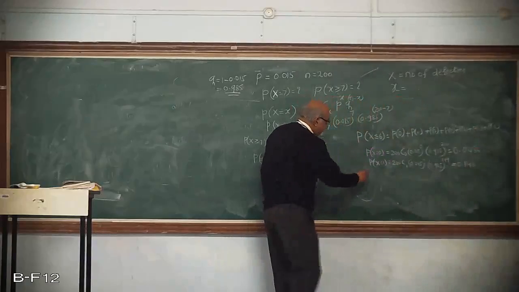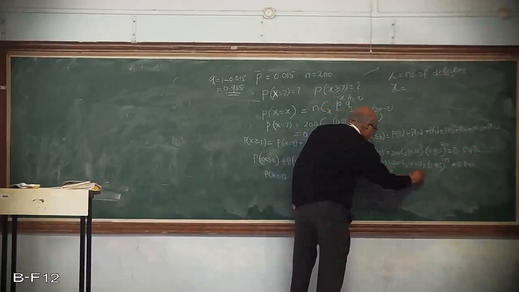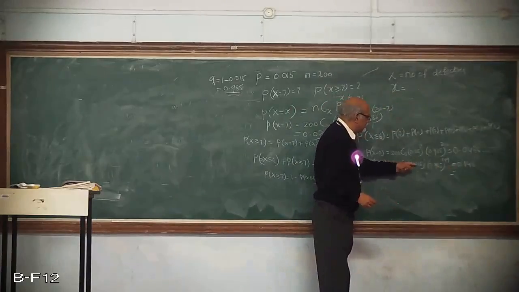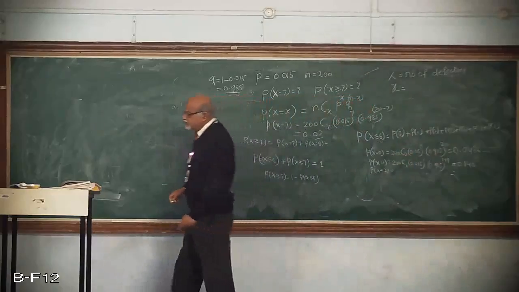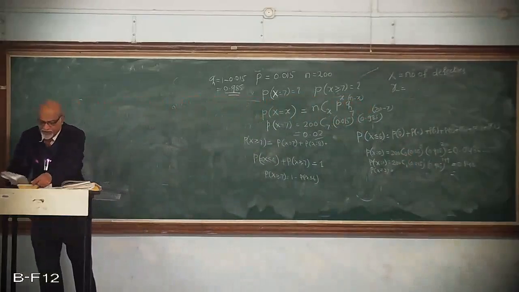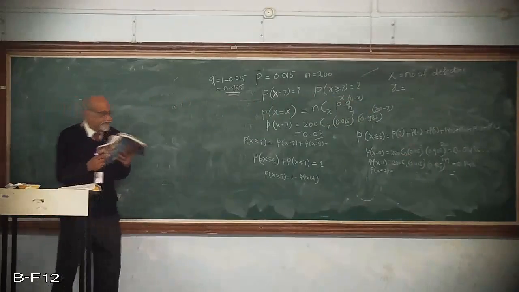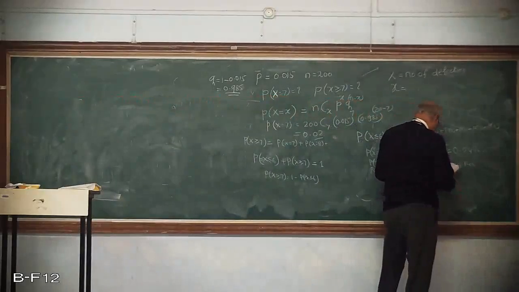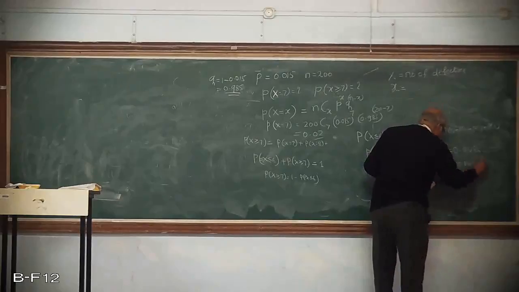Similarly, in that case 200 C 2, 0.015 to the power 2, 0.985 to the power 198. So that works out to be, or all the values I can give you here, these calculated values. So it works out to be 0.2245.